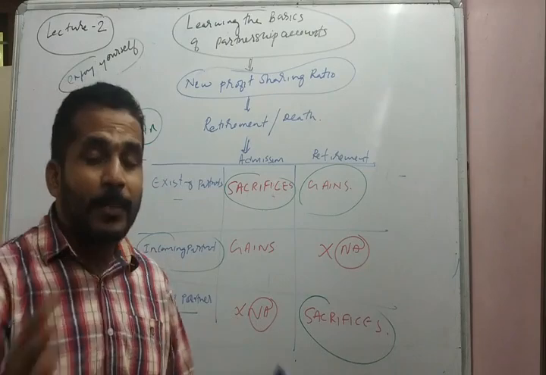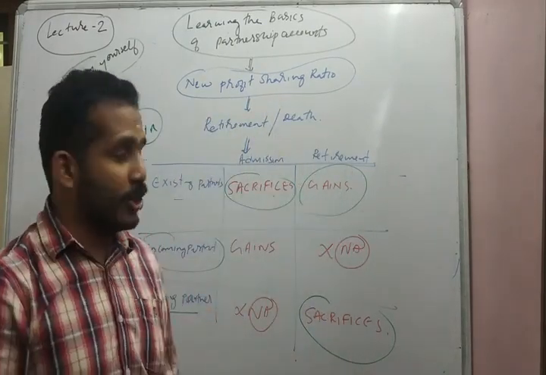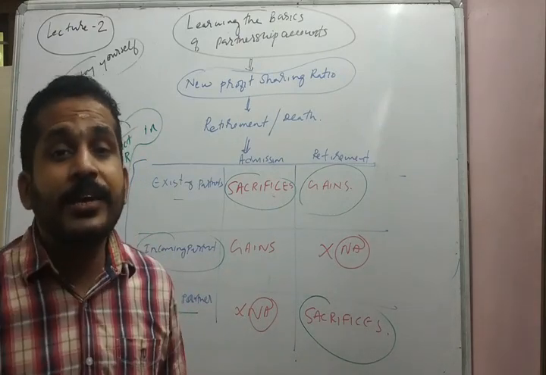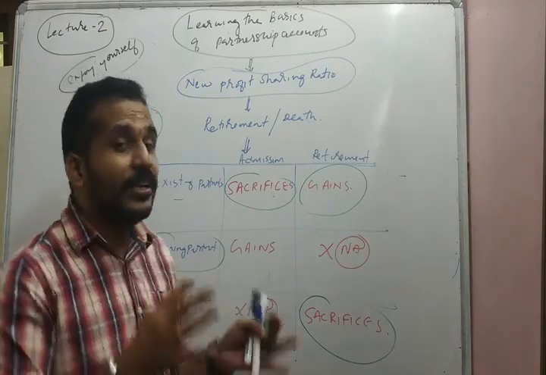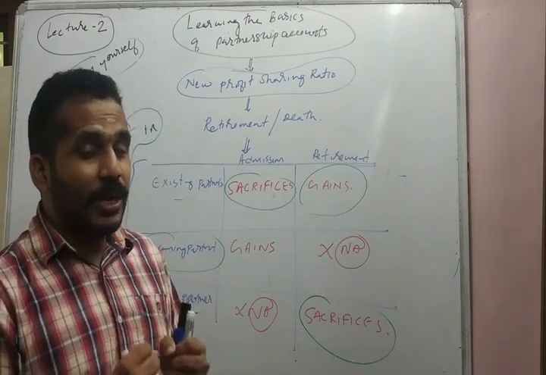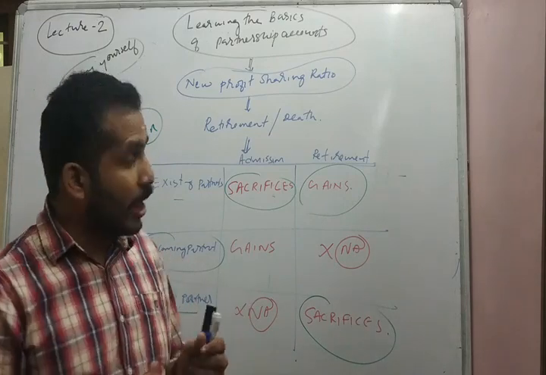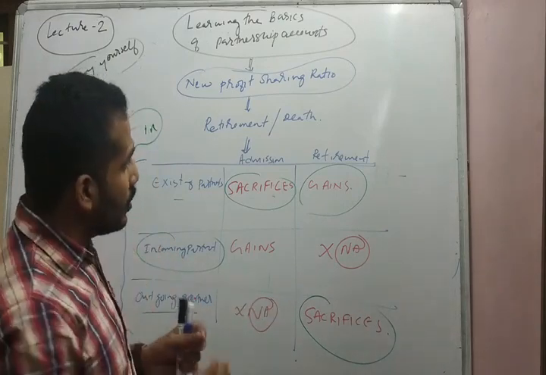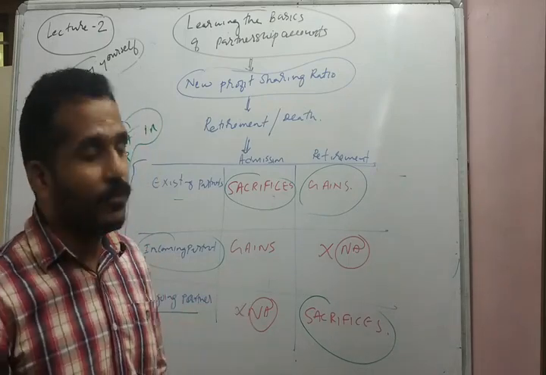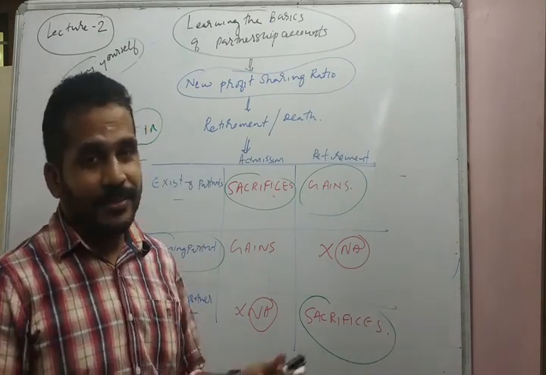So this is all about the comparison of admission and retirement in the case of computation of new profit sharing ratio. In the case of admission, existing partners sacrifice. That's why we are calculating the sacrificing ratio. While in the case of retirement, the existing partners gain. So what is done in the case of retirement is computation of gaining ratio. So this is all about the comparison. We will now discuss various illustrations for the computation of new profit sharing ratio in the case of retirement and death.